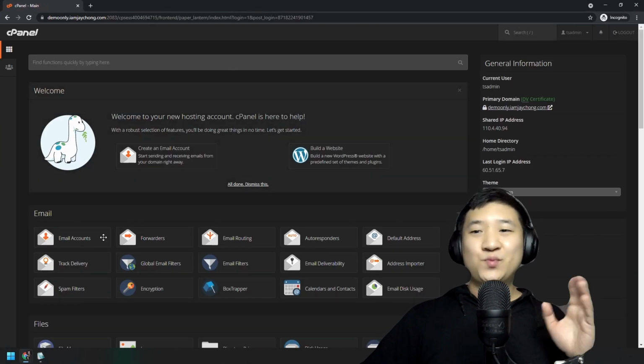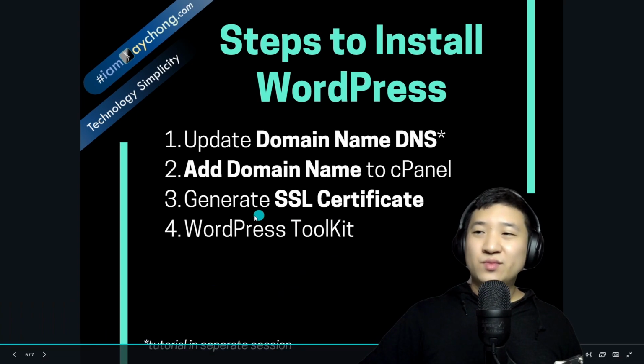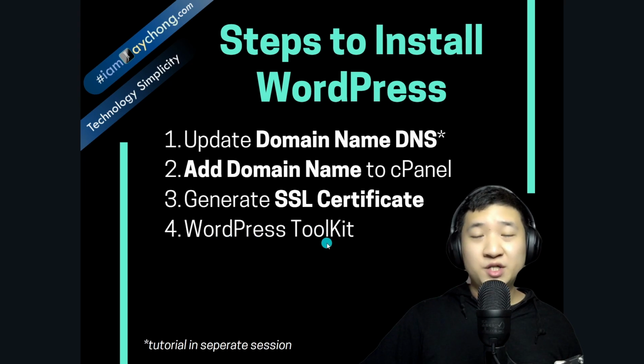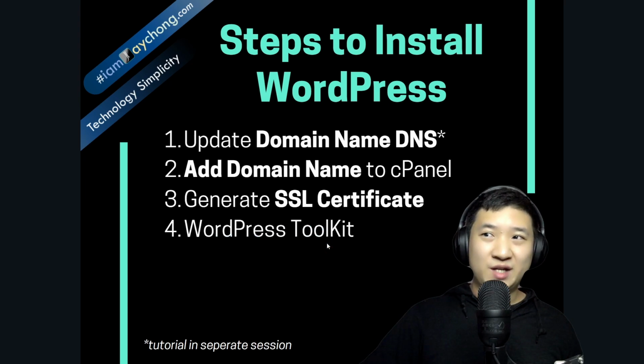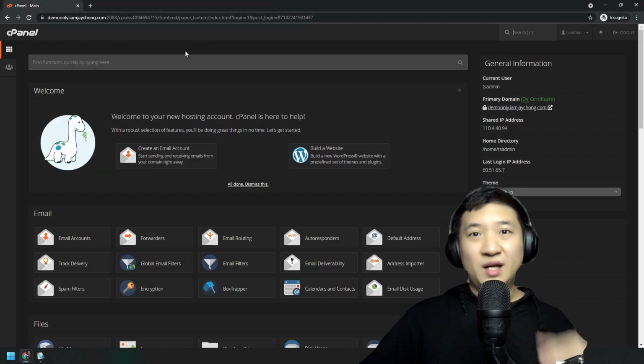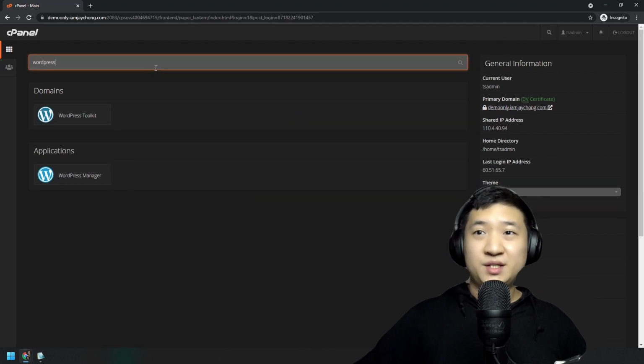Okay, so step 4, you're going to install WordPress using one of the plugins under cPanel called WordPress Toolkit. So I'm going to show you right now. Let's go to the demo. Under cPanel, properly you can straight away type WordPress.